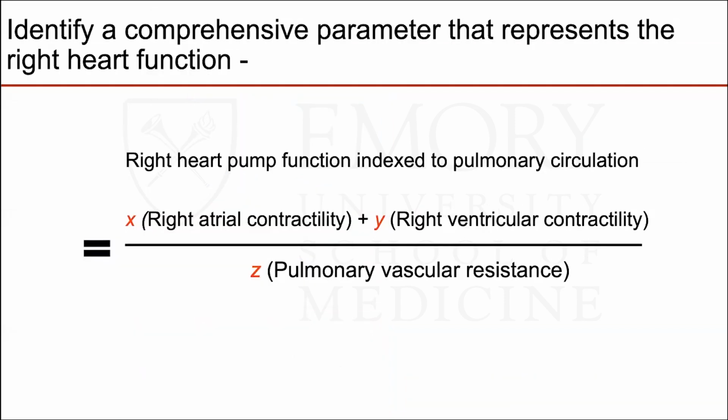So what we would ultimately need is a comprehensive parameter that represents the whole right heart function. I did a little bit of math in high school, so I just came up with this equation, which I'm not sure even fits to define right heart function, but maybe a summation of right atrial and right ventricular contractility indexed over pulmonary vascular resistance, where X, Y, Z are variables which we need to identify by further research, is what we need to assess the right heart as a whole.